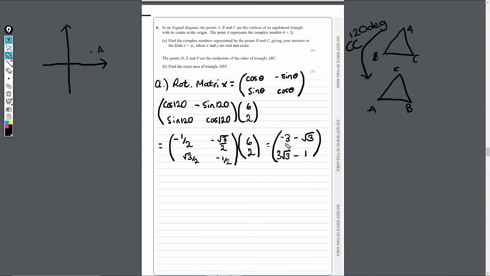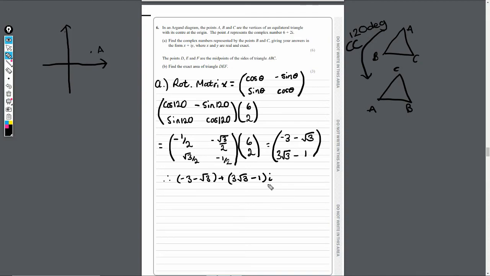Now, this is my real part, this will be my imaginary part. So writing it in the form x plus iy, this will just be minus 3 minus root 3, plus 3 root 3 minus 1 lots of i. And there we have it, that's one of our other vertices, that's probably B, if we call it B. It doesn't matter which one we call it.